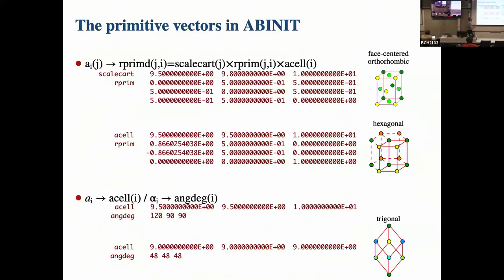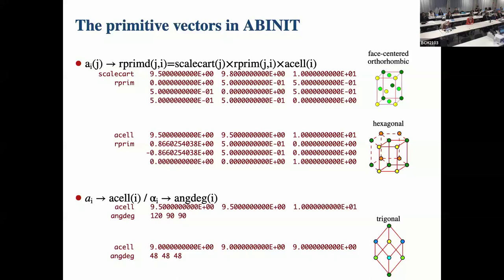Yeah, this is what I explained. So you can always use this. This is an alternative. Either you specify the 9 components of the vectors, or, this is equivalent, you specify the 3 lengths, A1, A2, and A3, and the 3 angles. So these two are exactly equivalent. You choose whichever is easier for you.